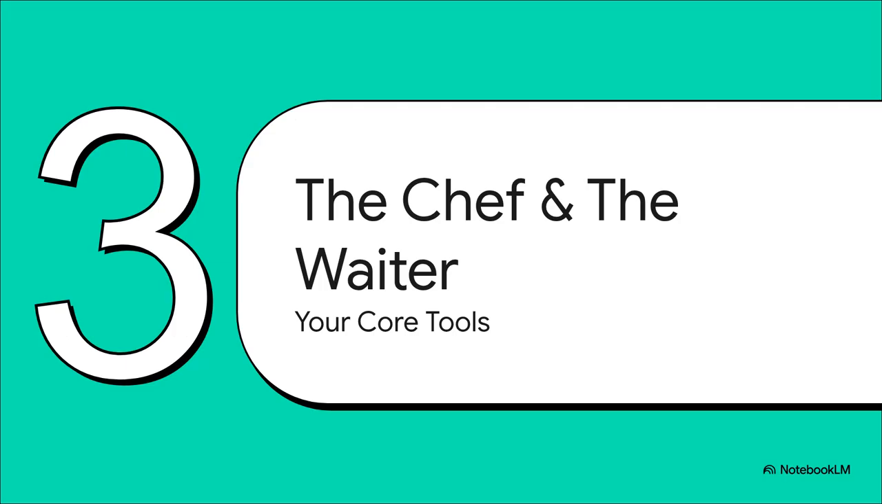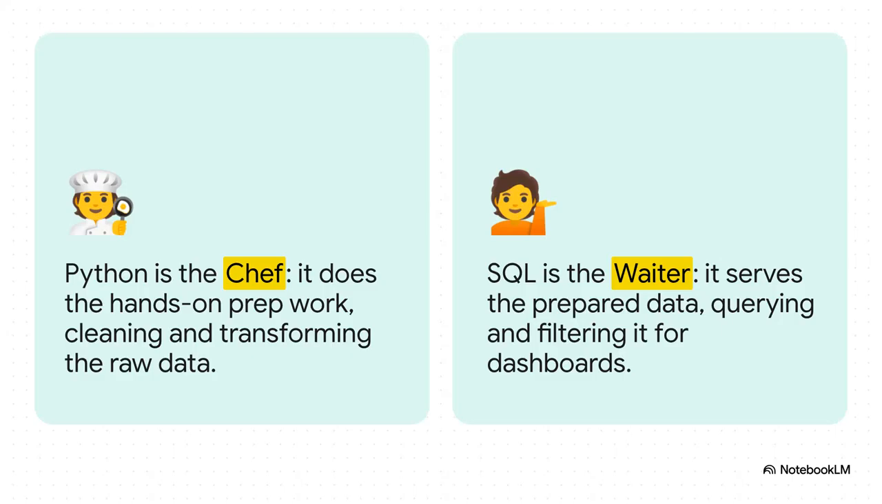Now, to actually build these pipelines, data engineers mostly rely on two key tools. And I absolutely love this analogy for them. Think of it like a restaurant, and you have the chef and the waiter. Python. Python is your chef. It's in the back, in the kitchen, getting its hands dirty. It takes all the raw, messy ingredients, all those different data sources, and it chops, cleans, calculates, and validates everything until it's perfect. SQL, on the other hand, is the waiter.